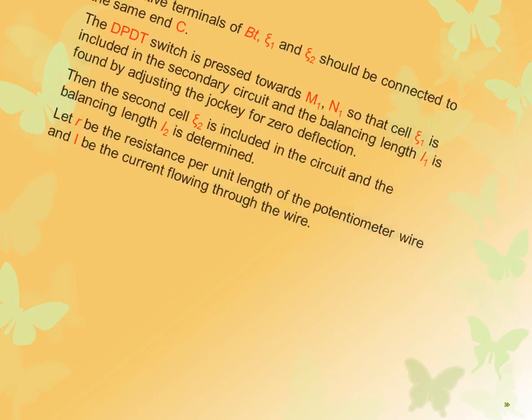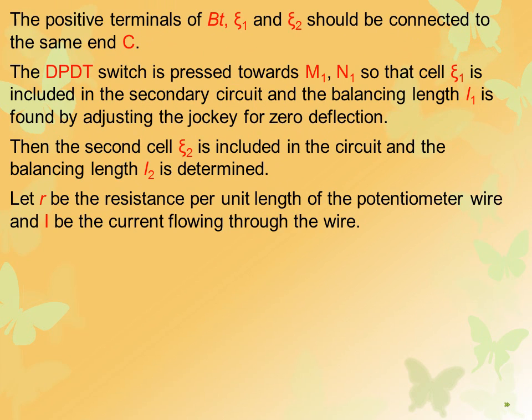Now the positive terminals of batteries Psi1 and Psi2 should be connected to the same end C. Then the DPDT switch is pressed towards M1, N1 so that the cell Psi1 is included in the secondary circuit. That means here we operate this system with the Leclanche cell because we connected the Leclanche cell with the terminals M1 and N1. Now the balancing length L1 is found by adjusting the jockey for zero deflection.